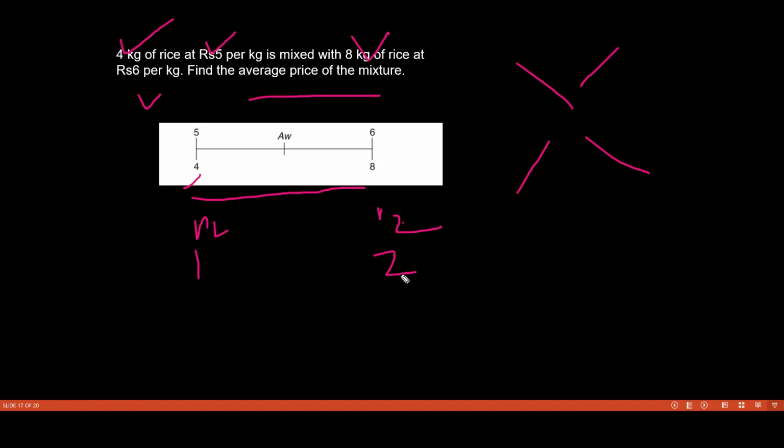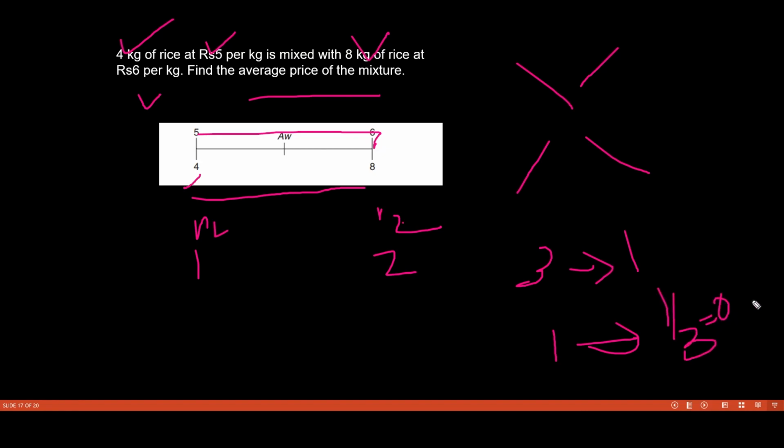So you can see here 3 corresponds to 1. We have seen our method. What we were saying is n1 plus s2, and n2 corresponds to the distance between these. So 3 corresponds to 1. By the unitary method, we know that it is 1 by 3. So it becomes 0.33.